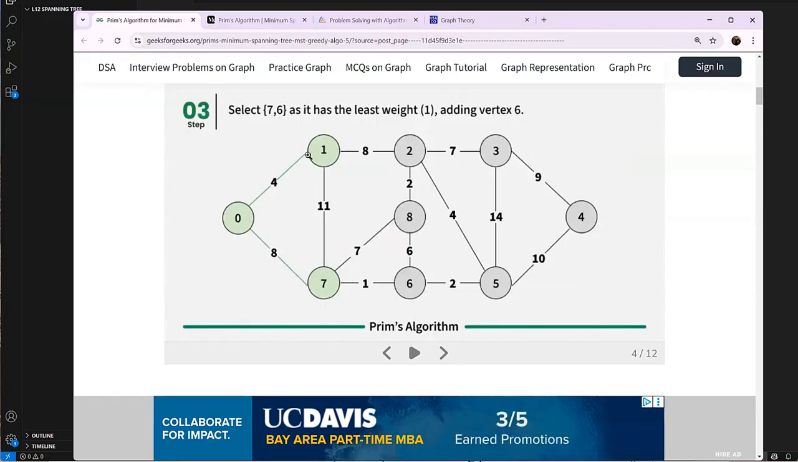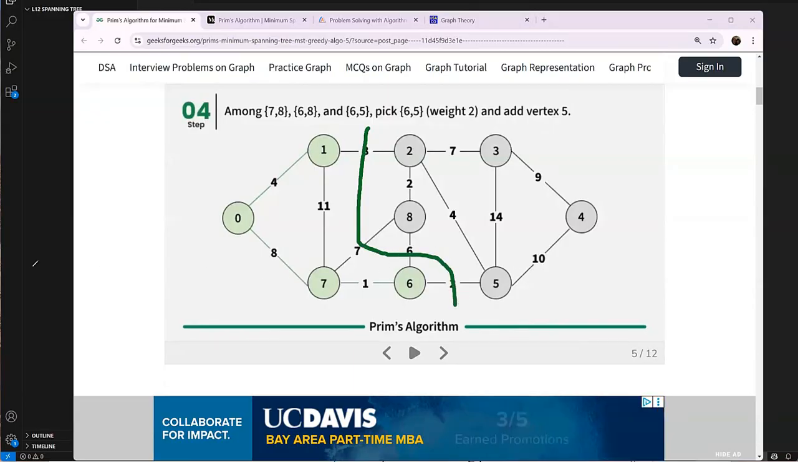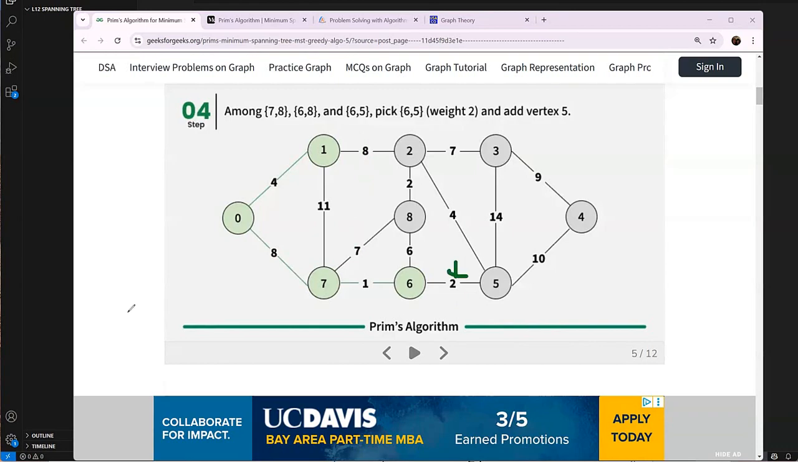So now you have nodes 0, 1, 7 all in the group. Now you pick an outgoing edge. Right now you have 8, 7, and 1. So you pick 1. Okay, and then 6 is connected. After 6 is connected, now you have 8, 7, 6, and 2. Okay, this is the cut. This is the cut. So you pick 2. So 5 is connected. After 5 is connected, now your cut is right here.